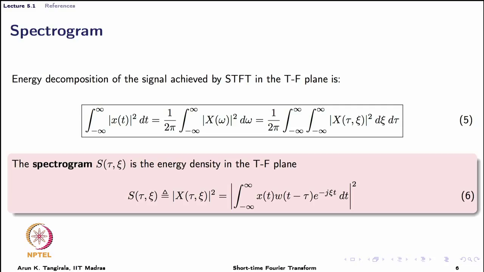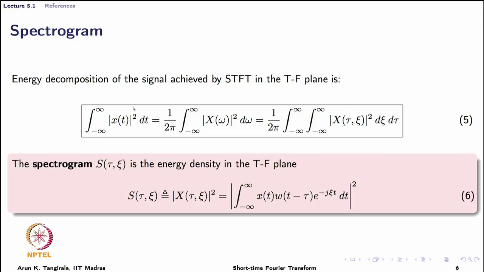Before we do that, it is nice to talk about the spectrogram, because that gives me the energy density of the signal in the time frequency plane. How do I define the spectrogram? Earlier I had told you this in the previous lectures, that the spectrogram is nothing but the squared magnitude of the short time Fourier transform.